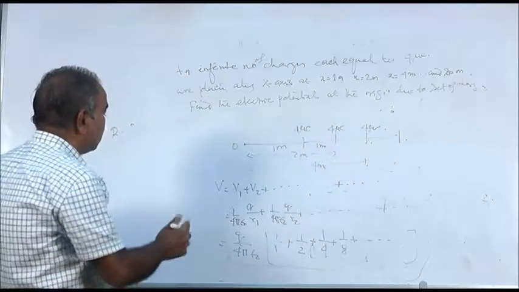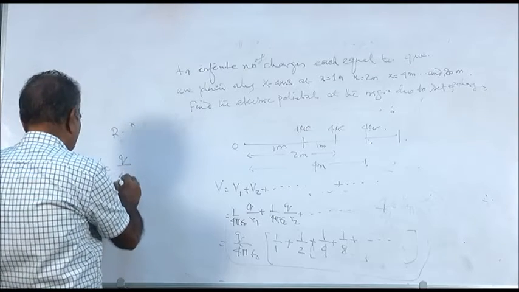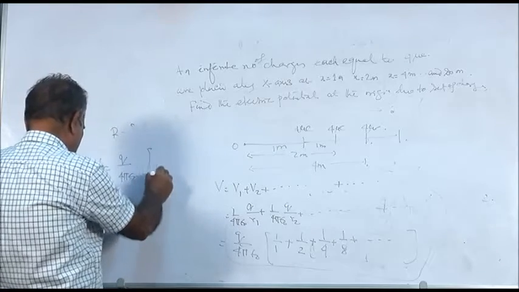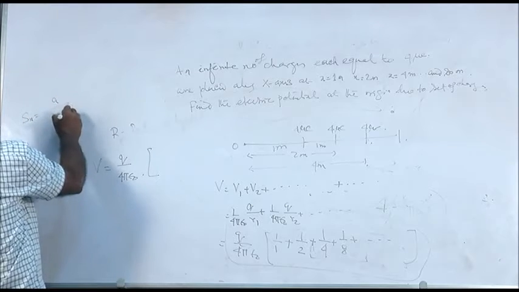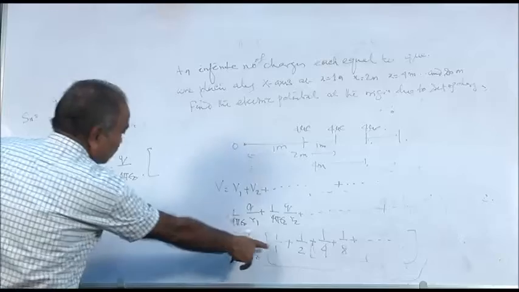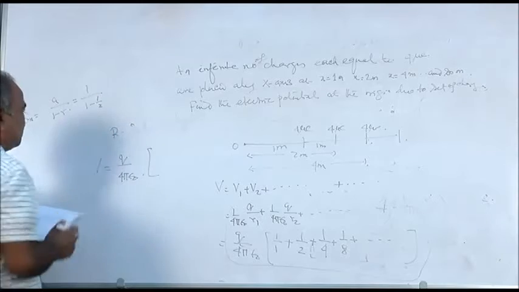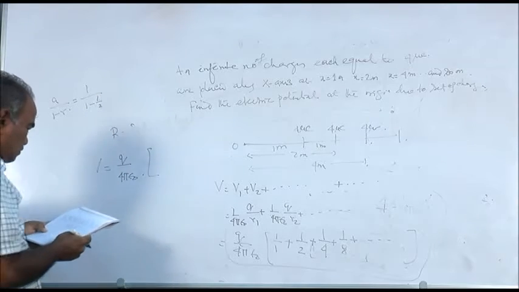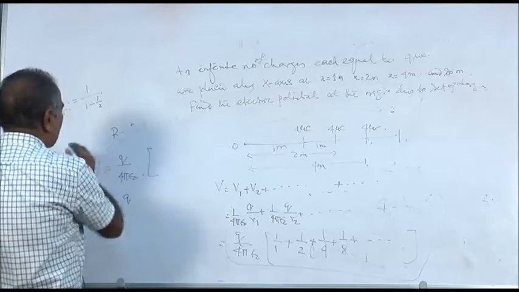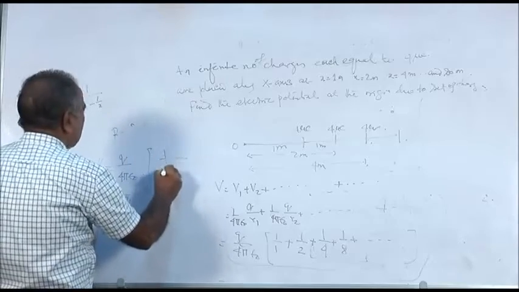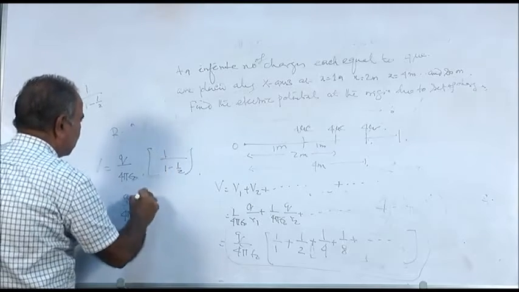So the total potential will be equal to Q by 4 pi epsilon 0 into Sn, the sum of a geometric series, which is A by 1 minus R. A is 1, R is half, the ratio is half. So this is 1 minus 1 by 2. That is equal to Q by 4 pi epsilon 0 into 1 divided by 1 minus 1 by 2, so this is 1 by half, that is 2.